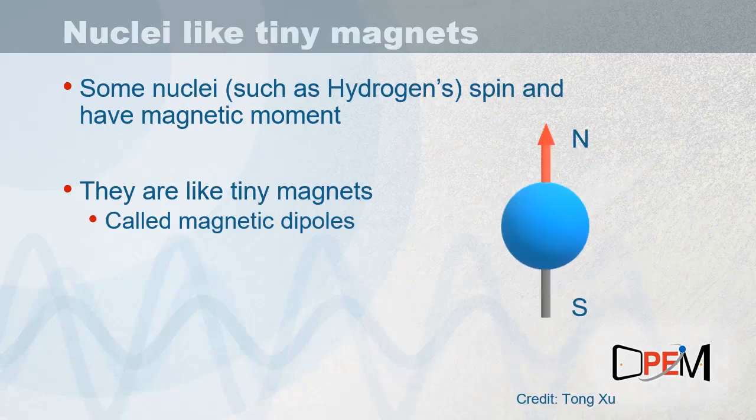Some nuclei, such as those of hydrogen, spin and have a magnetic moment, which means they're like tiny magnets. We call them magnetic dipoles. Shown in this picture is a hydrogen nucleus. Of course, this one only has one proton in it. And we use this arrow, which is not physically there, to indicate that it's like a tiny magnet, which has north and south, just for illustration purposes.